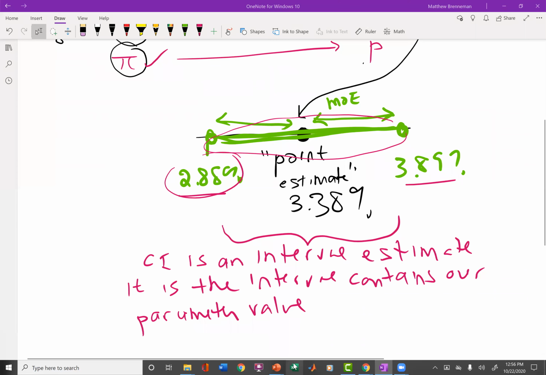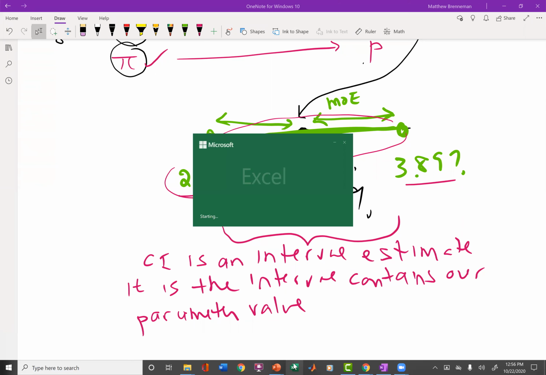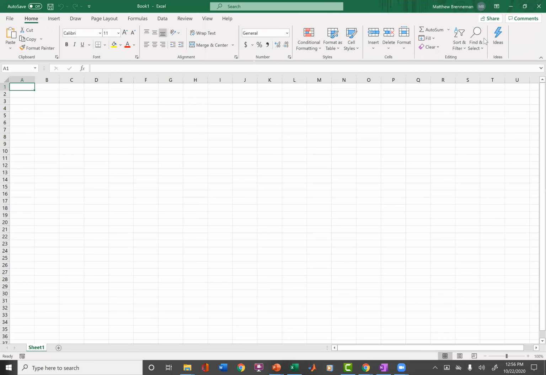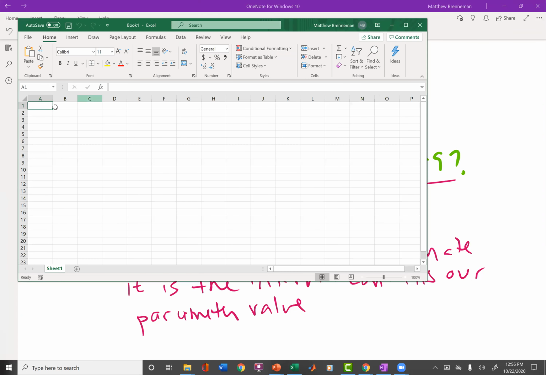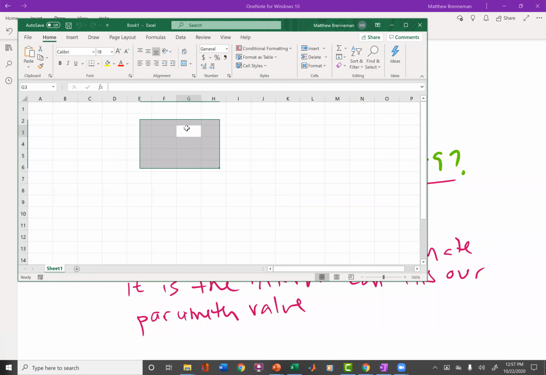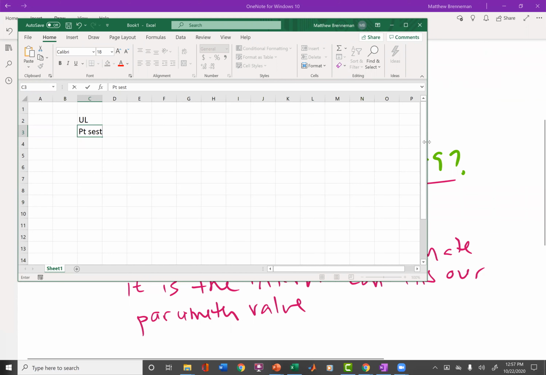It's usually not a bad idea, although you can do it on your calculator. I like doing it in Excel, and the reason is I can cut and paste. One of the reasons we have to be careful when we do this is because we have to watch for round off error. If I round my numbers off to too few decimal places, when I do that subtraction, it can cause me to lose significant digits. So I'm going to put my upper limit value here and my point estimate here. I'm just going to copy and paste those right from StatCrunch.